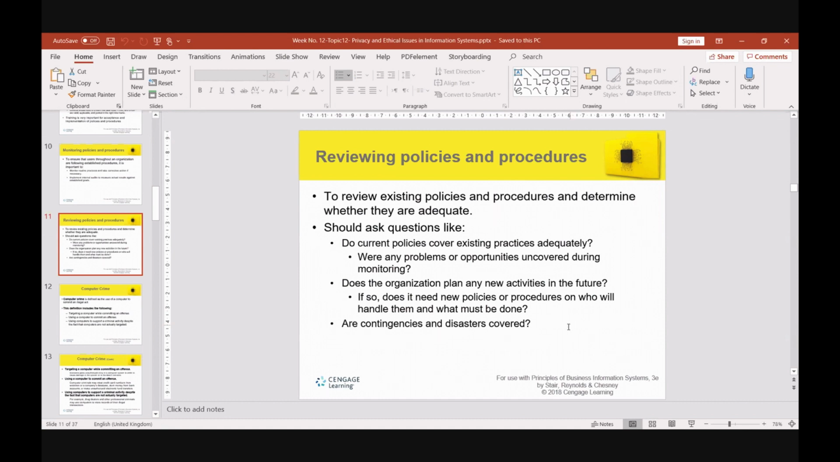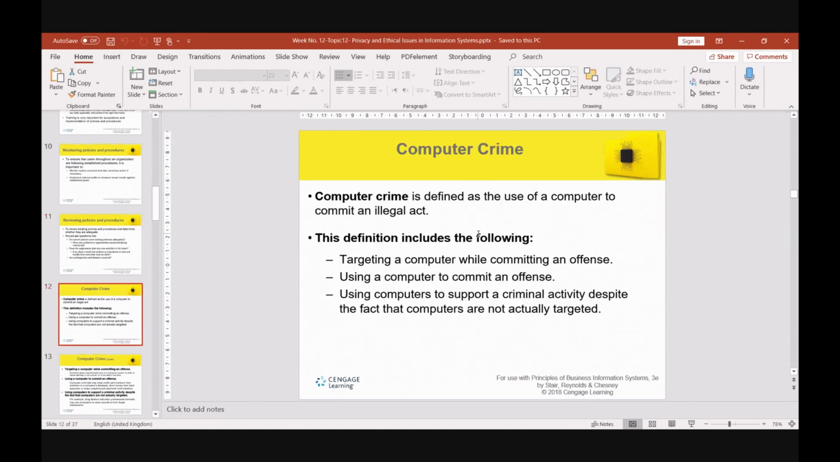Okay, so moving on, the next topic is computer crime. It is also very common nowadays. Computer crime is defined as the use of a computer to commit an illegal act. So by using a computer, you do something which is not legal, which is against the ethical laws or the other laws, the country laws.